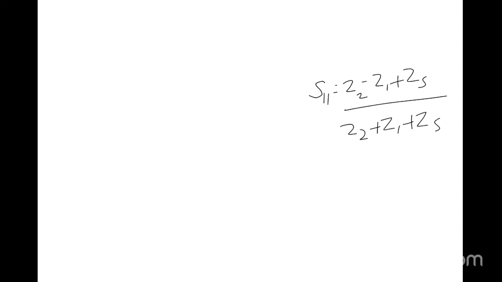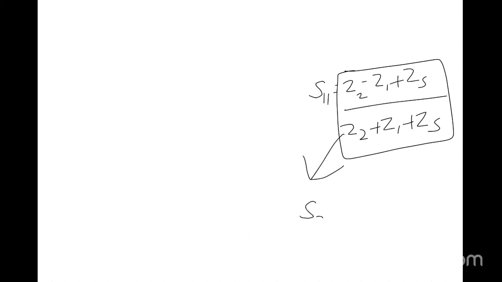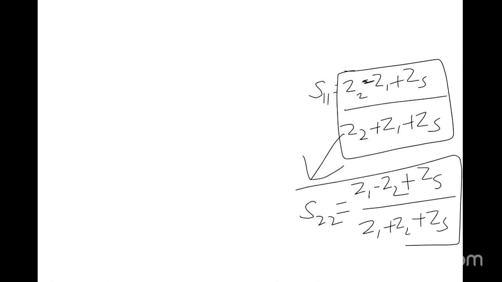As we know that S11 equals S22, the same formula can be written for S22 with a small change in polarities. What is the small change in polarities here? Instead of Z2 minus Z1, it is Z1 minus Z2. Here Z1 we have a minus sign, here I am choosing a plus sign. S22 equals Z1 minus Z2 plus ZS by Z1 plus Z2 plus ZS. This is the second parameter. Similarly, we have to calculate the remaining three parameters.